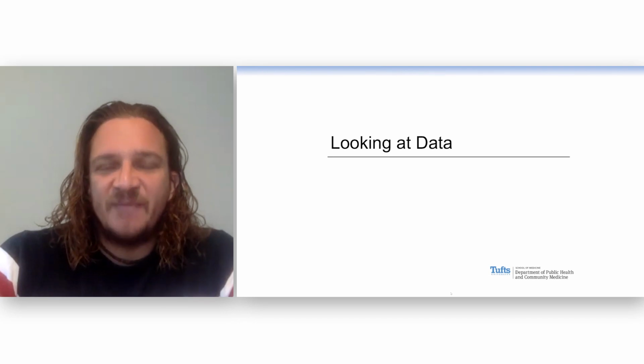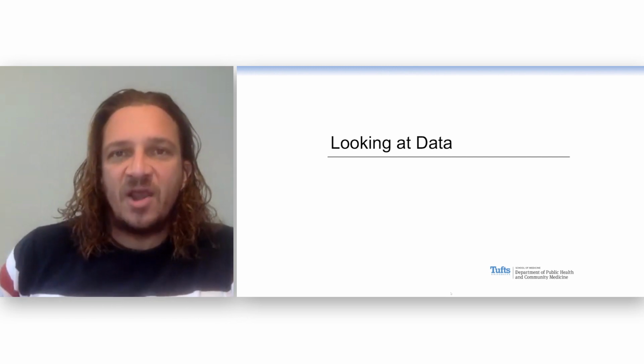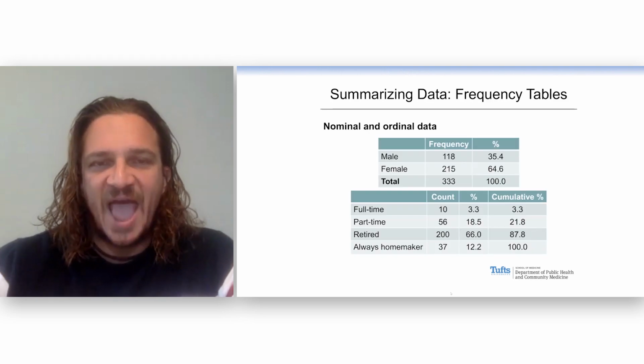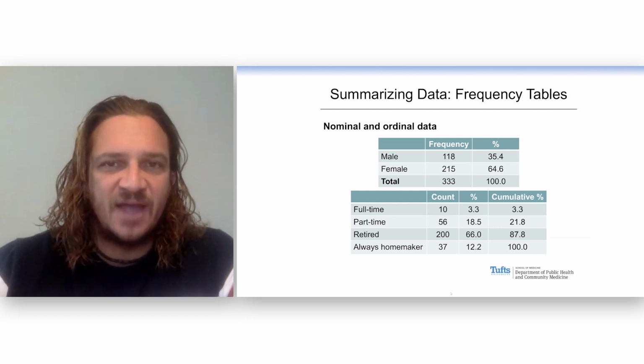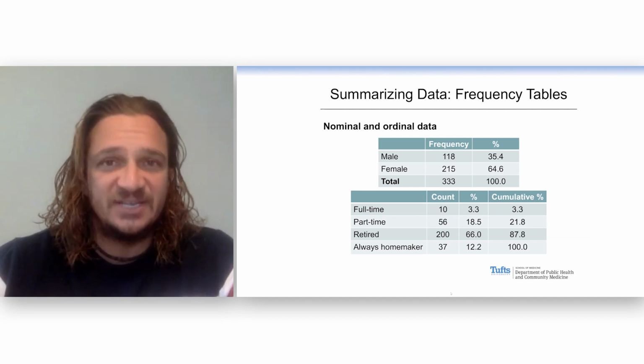We've talked about types of variables and we've talked about summarizing variables numerically. Now we're going to see how we look at our data. How do we visualize data? We'll start with categorical variables first, simple, nominal, and ordinal data. These are best looked at through tabulation, putting the numbers into a table or a frequency table.